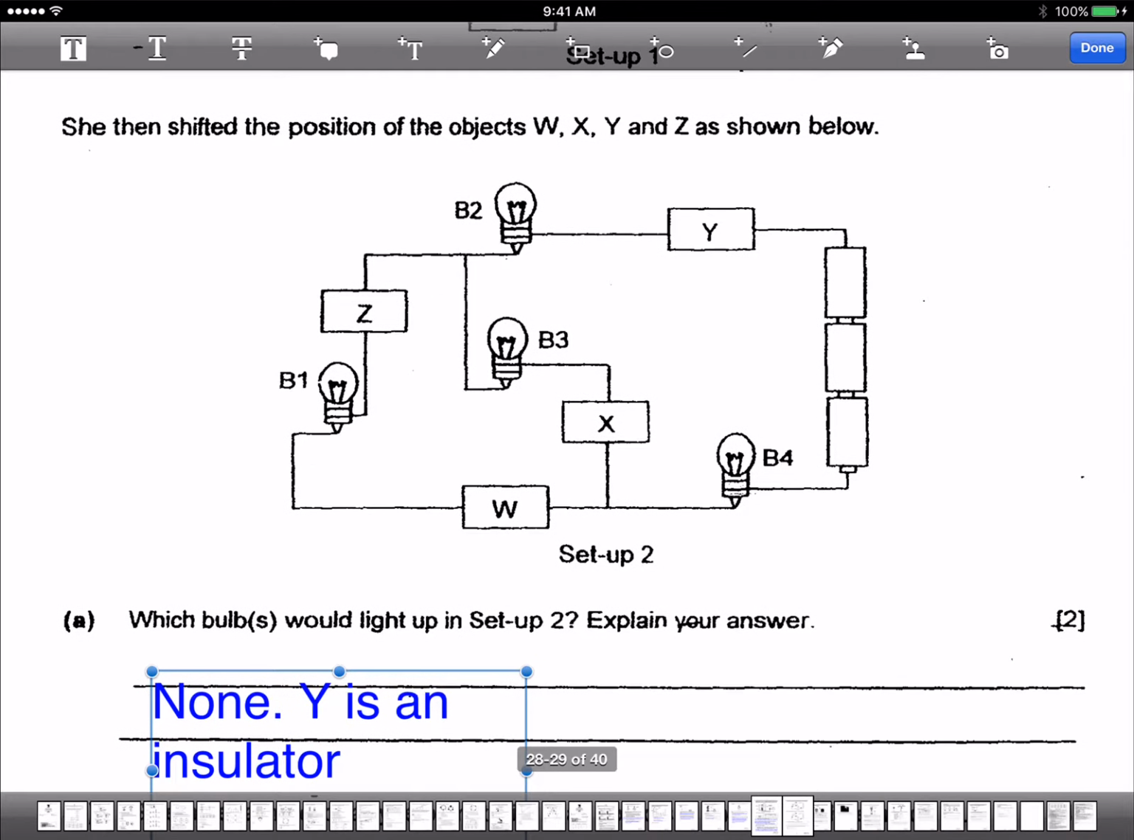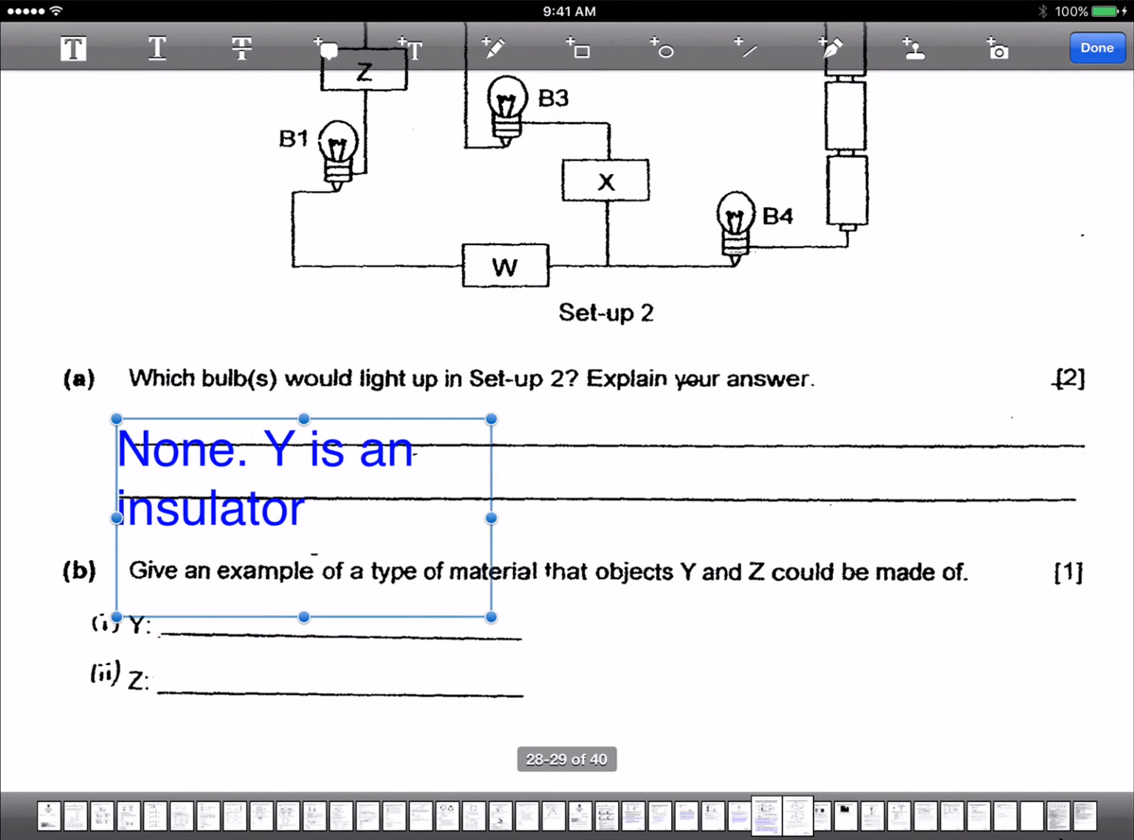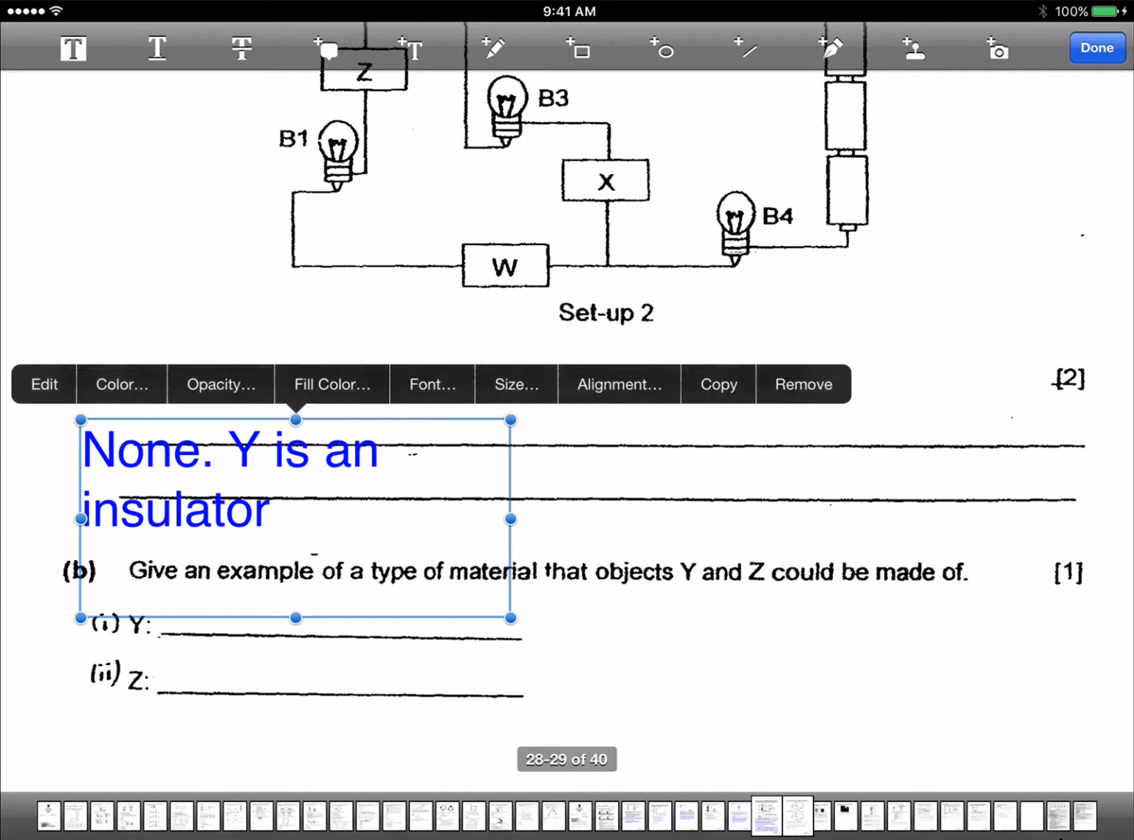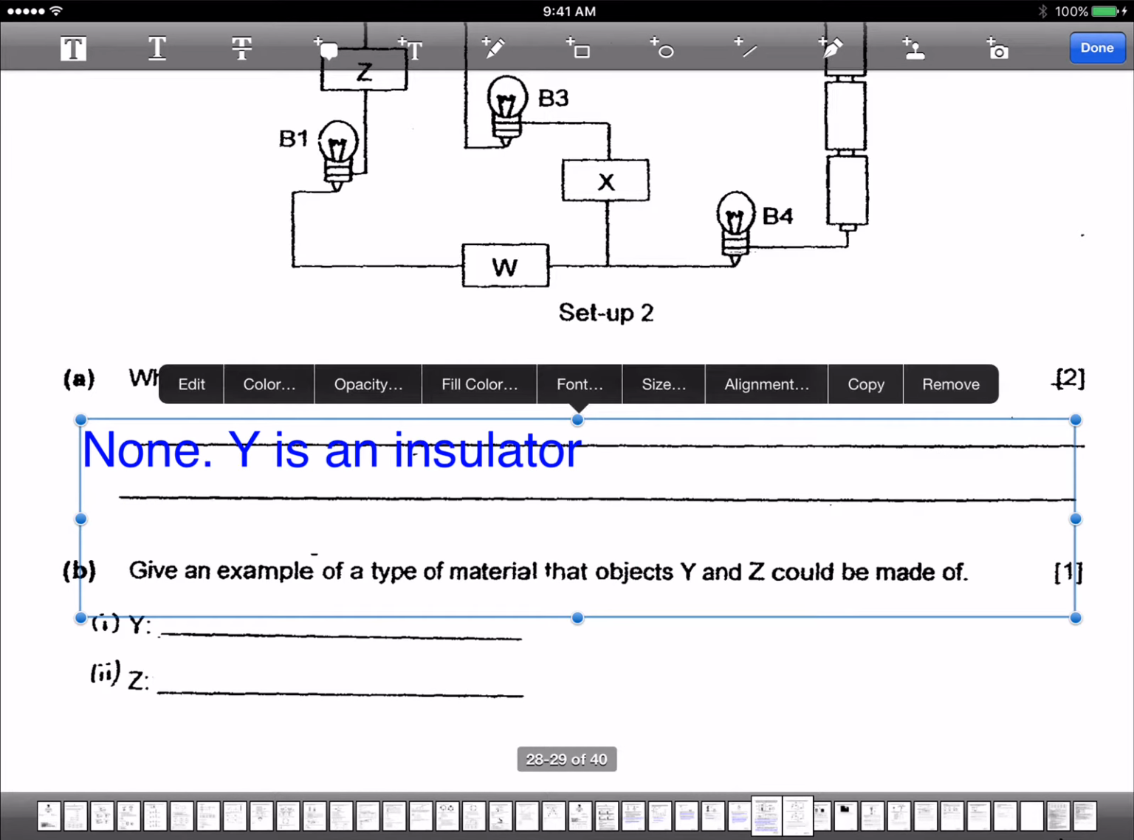Wait, let me expand this thing. Extension and contraction. The expanders.